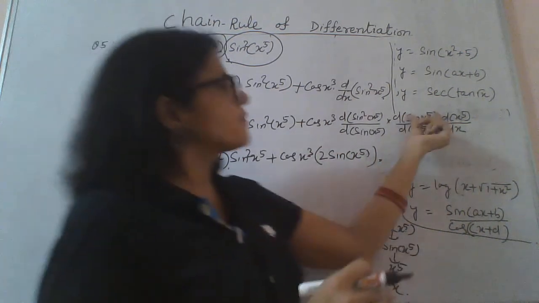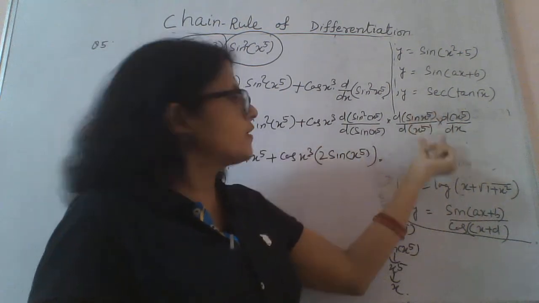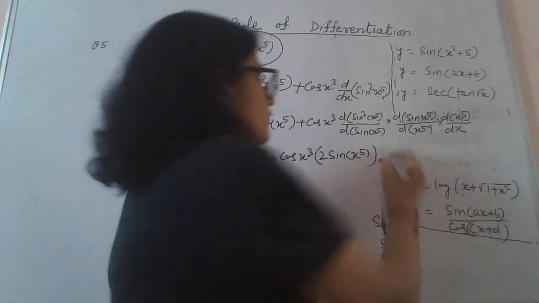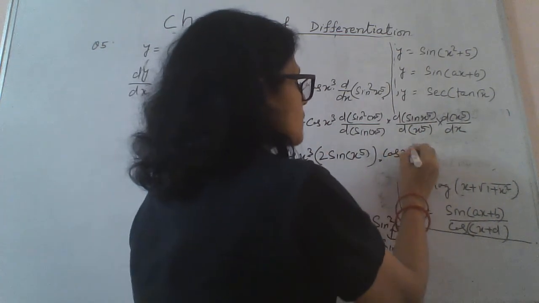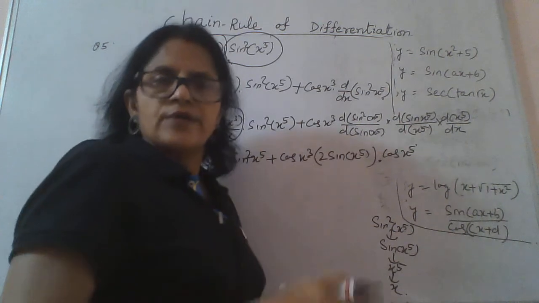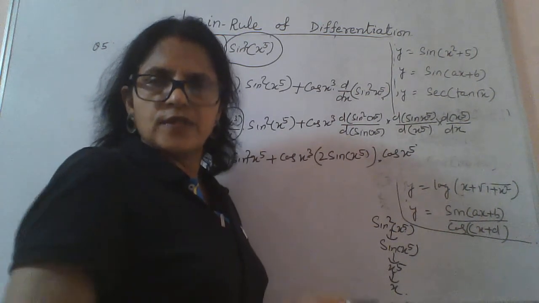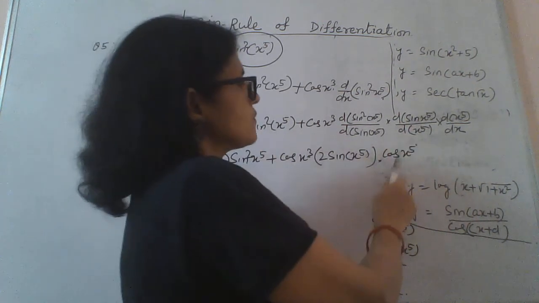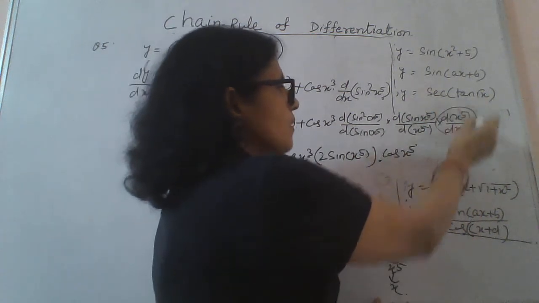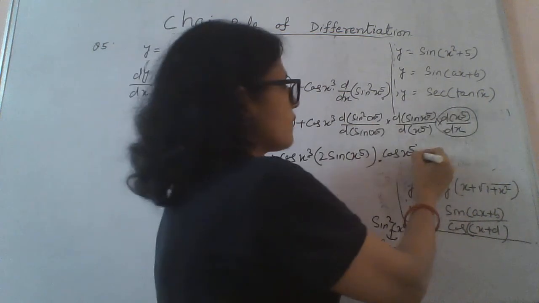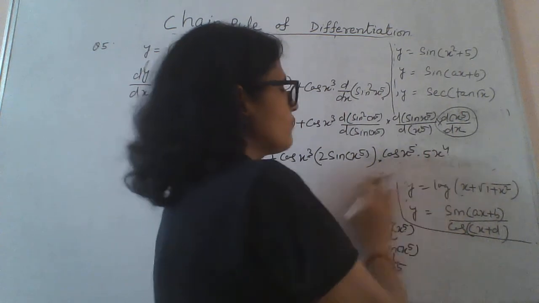Now the derivative of sin x to the power 5 with respect to x to the power 5 will be cos x to the power 5, right? dy dt of sin t is cos t. So this is cos x to the power 5, and the derivative of x to the power 5 with respect to x is 5x to the power 4.